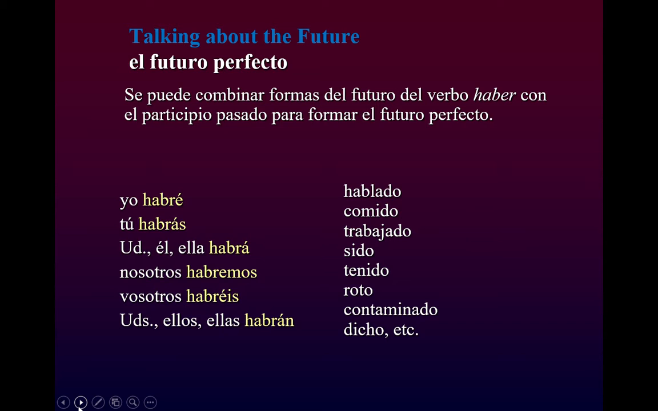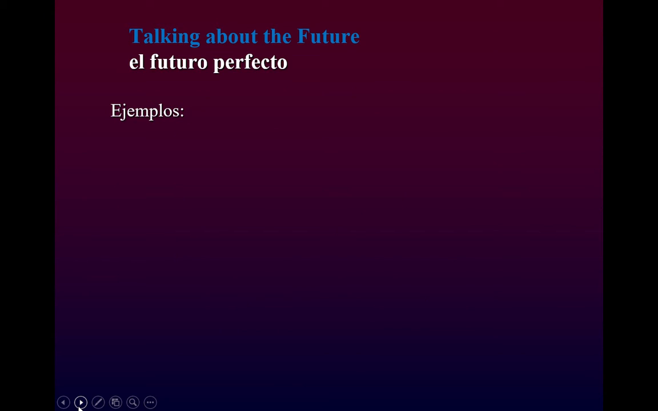Remember, past participles end in ado or ido for regular AR and ER-IR verbs. And then there's the several irregular past participles like roto, dicho, escrito, abierto, hecho, and so on. Okay, let's look at some ejemplos, examples of how you use the future perfect.